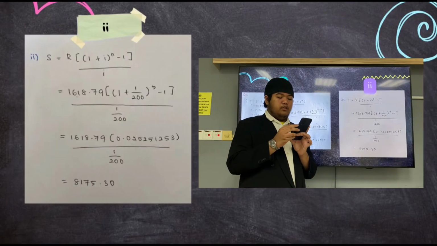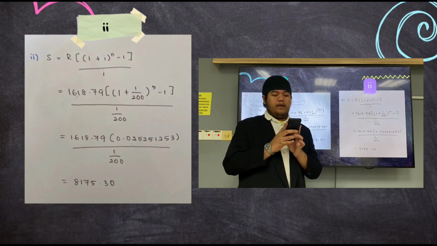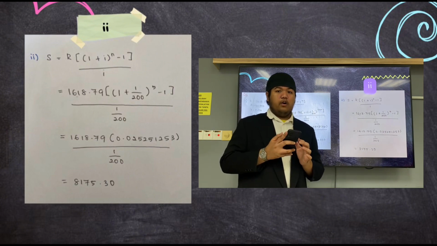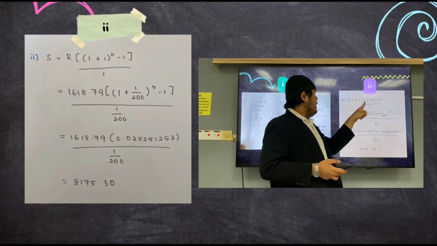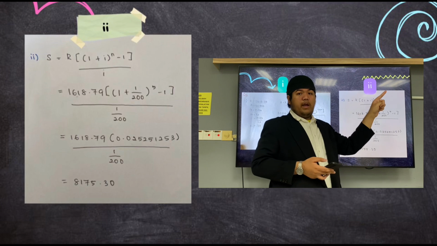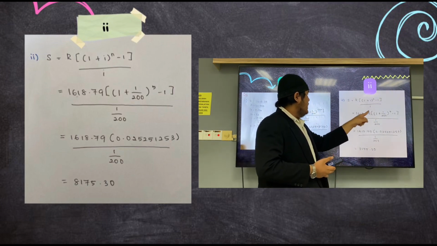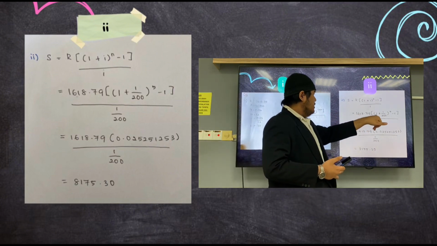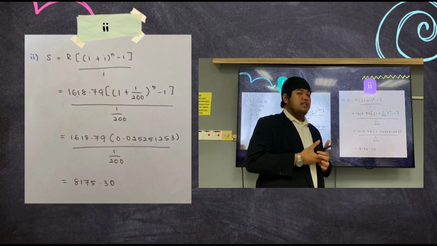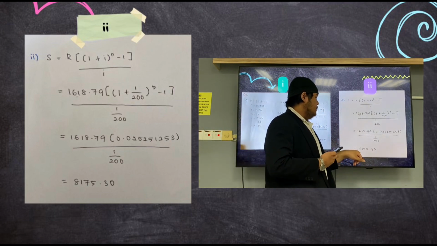The question wants us to find how much should the buyers pay on the 5th payment to settle all the outstanding payment if he failed to pay for the first 4 payments. So we use the formula S equal to R in bracket 1 plus I, the power of n minus 1 over I. So we need to put the value of R that we have here and insert all those numbers in what we have listed out from the start. And the last answer will be 8175.30.